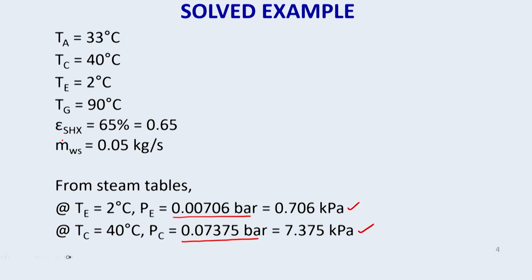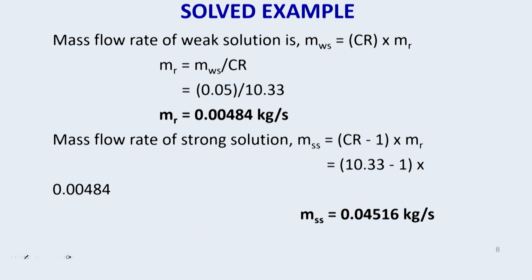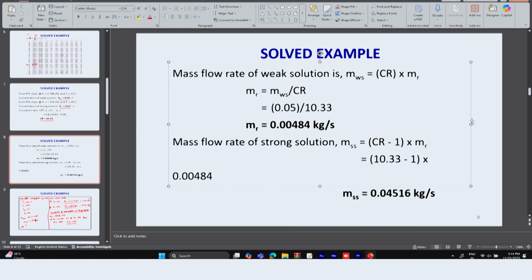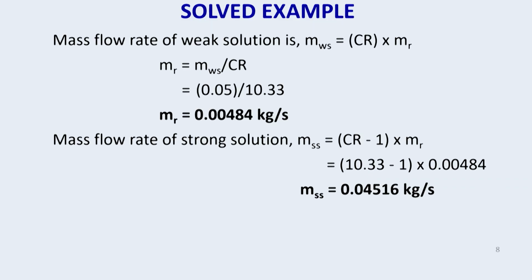If you see the given data, the mass flow of the weak solution is given, but the mass flow of the strong solution and refrigerant is unknown, which we have to determine. So let me change this slide. The value is coming in the next one. Let me stretch this one. I think now it's okay. Here also everything will be m dot. It is not m, it is m dot.